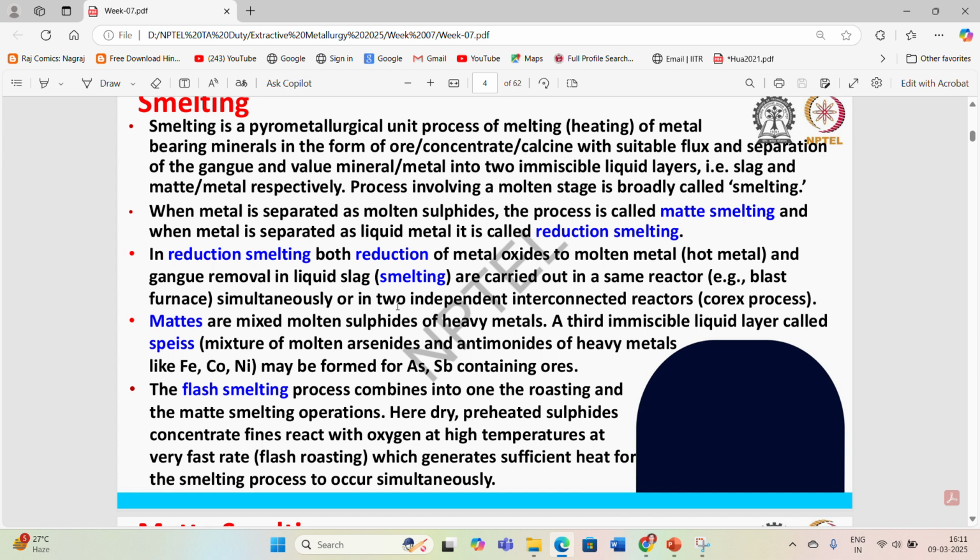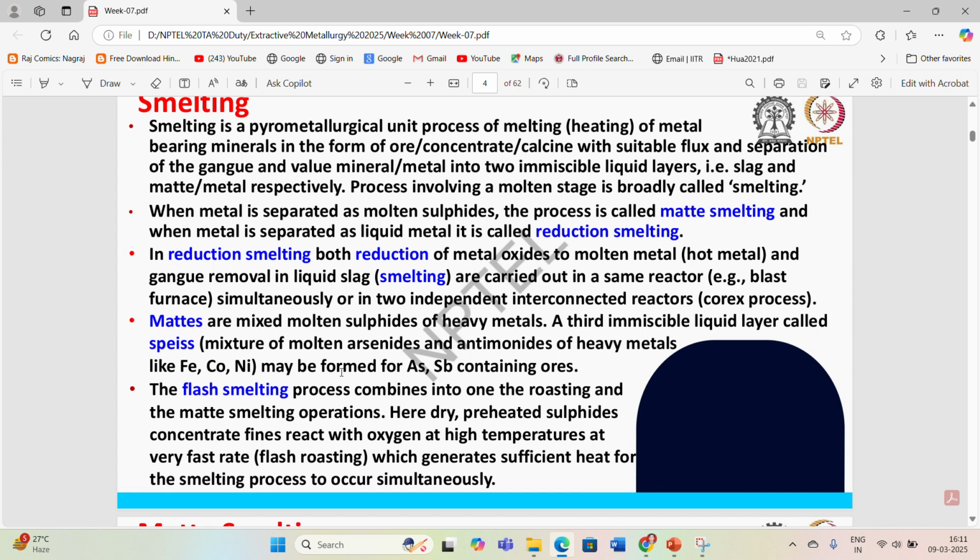While during the matte smelting process, we get three immiscible layers. The top layer is slag. The second layer is molten matte, and the third layer is the speiss, which contains arsenic and antimony, mainly arsenides and antimonides, which are very heavy metals. Due to the difference between the specific gravities of these three layers, they separate out as immiscible liquid layers.